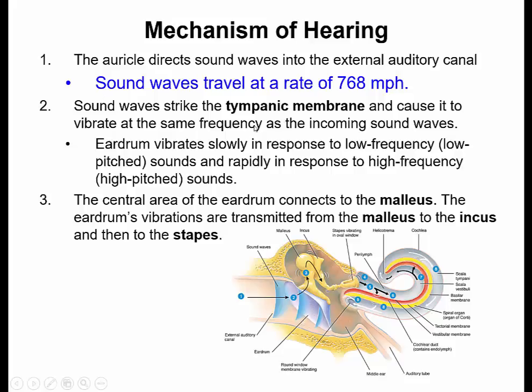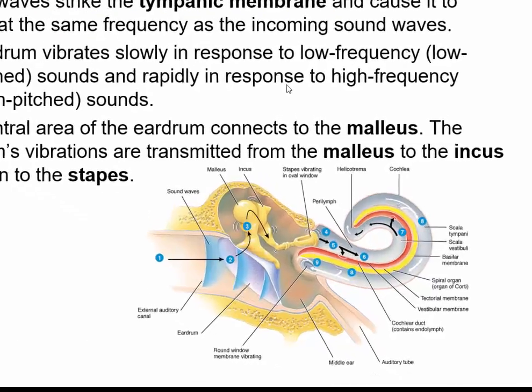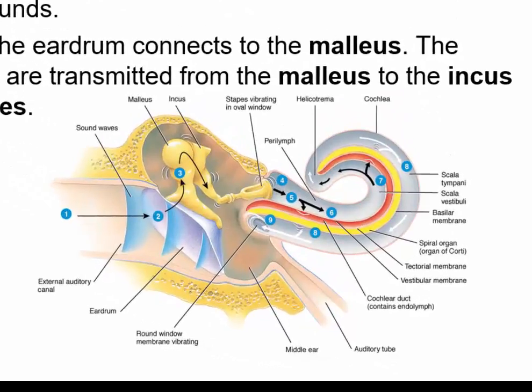Sound strikes the tympanic membrane and causes it to vibrate at the same frequency as the incoming sound waves. The eardrum vibrates slowly in response to low frequency and rapidly in response to high frequency. Oh, I don't have a very good high voice. High frequency. Now, the central area of the eardrum connects to the malleus, and then the malleus is going to vibrate the incus, and the incus is going to vibrate the stapes, and the stapes is going to move in and out of this oval window.